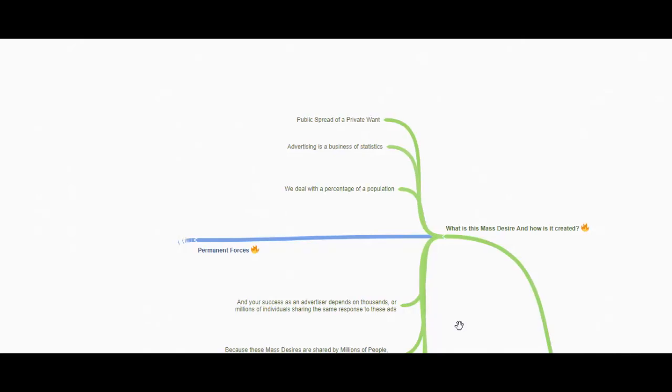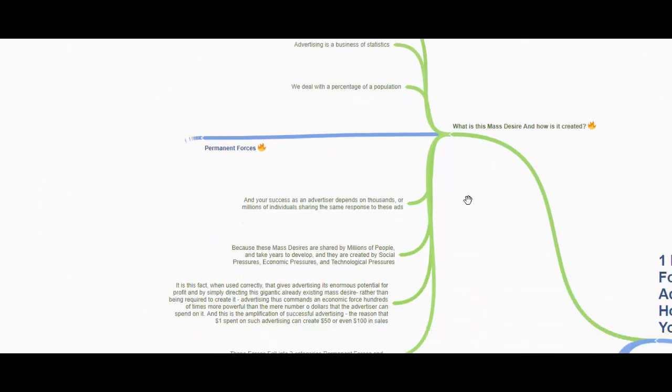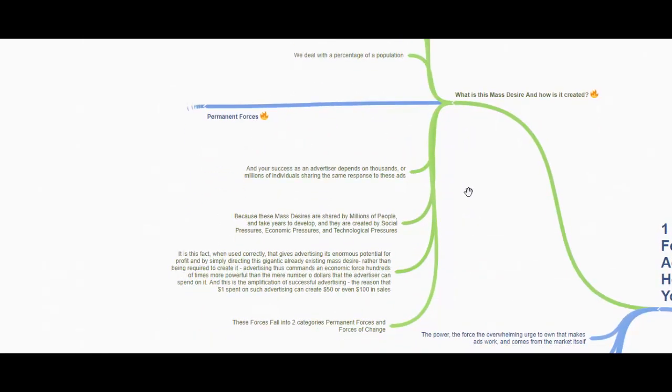Mass desire consists of permanent forces and forces of change. Before we get into that, your success as an advertiser is going to depend on thousands or even millions of individuals sharing the same response to your ads, because these mass desires are shared by millions of people and take years to develop. There is a lot going on that requires a copywriter to be aware of the marketplace.